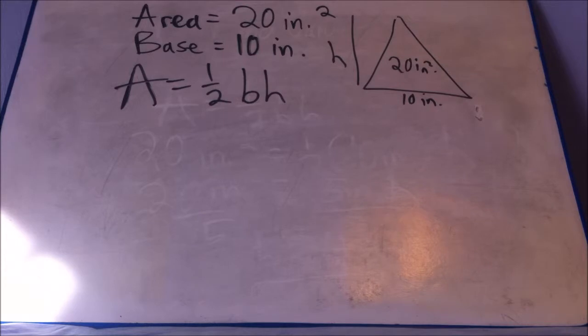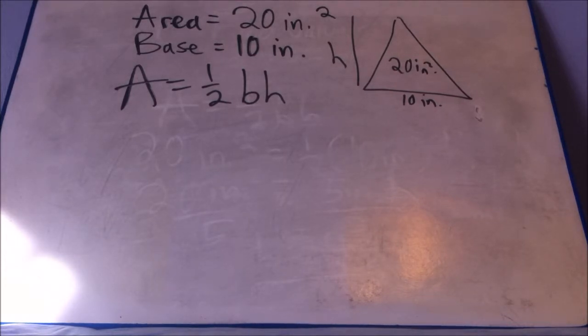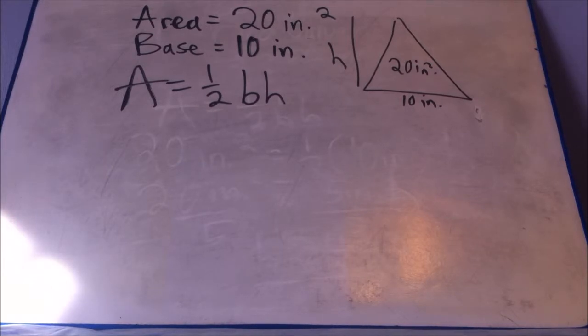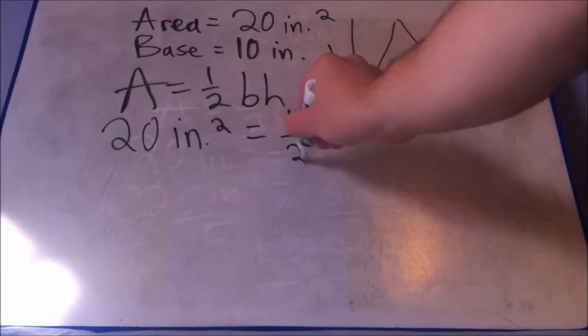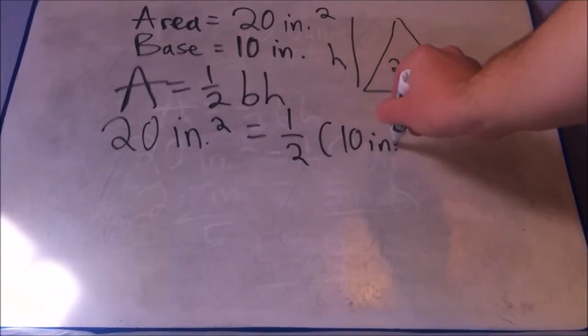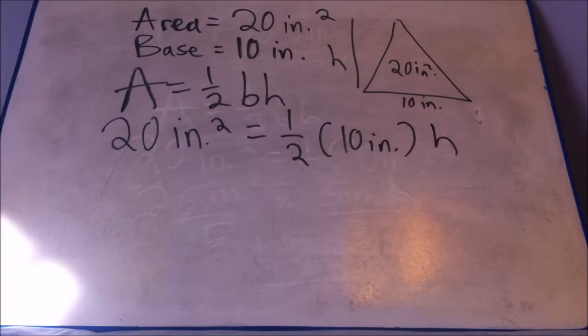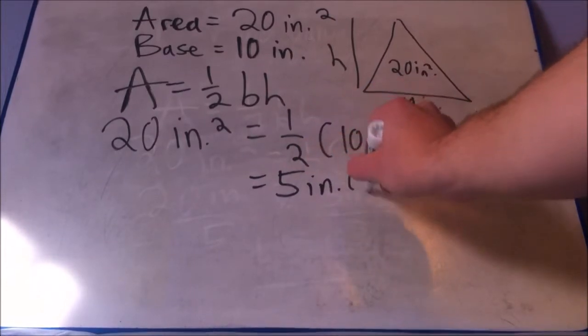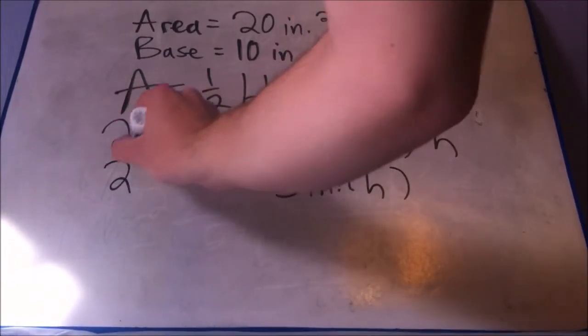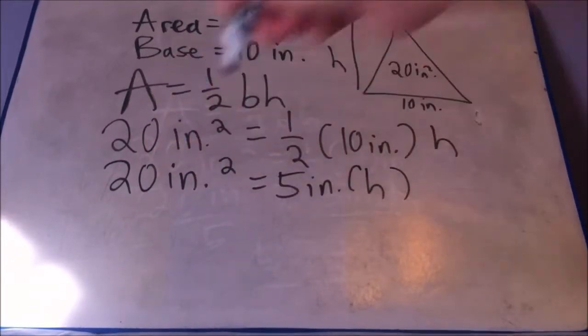We can also use our equation solving skills to solve applications as well. We know the area of a triangle is equal to 1/2 the base times the height. So, given an area of 20 inches squared and a base of 10 inches, we have 20 inches squared is equal to 1/2 times 10 inches times the height. On the right side, we can multiply 1/2 times 10, and that leaves us with 5 inches multiplied by the height is equal to the area, 20 inches squared.